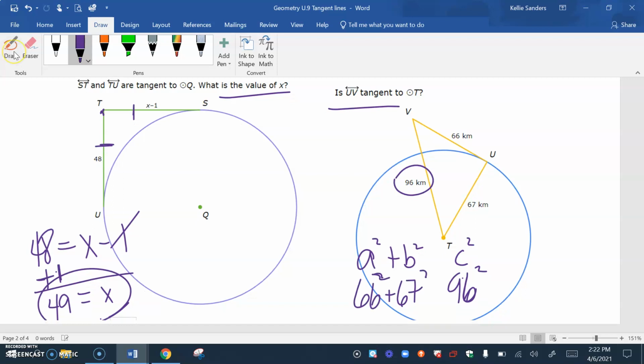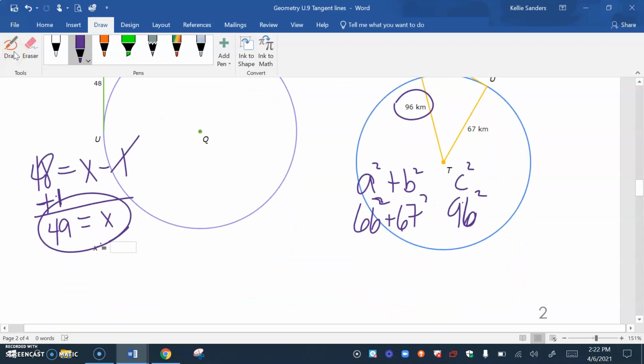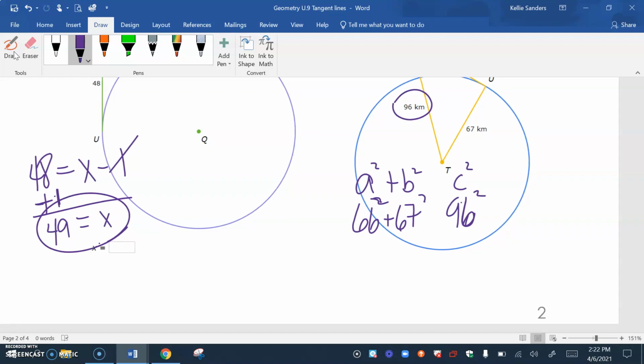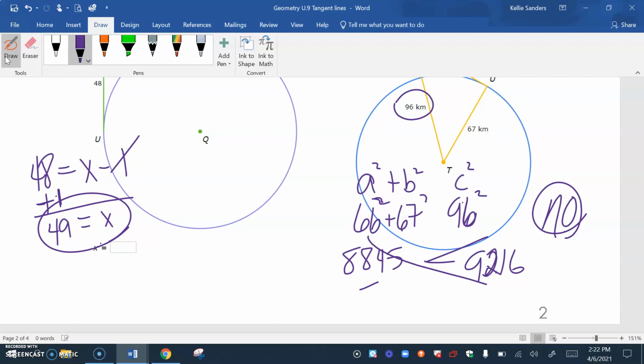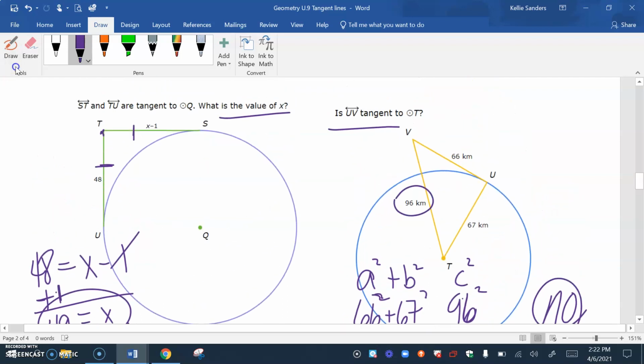So we're going to do that real quick. I'm going to grab a calculator and put in 66 squared plus 67 squared and get 8845. Then I'm going to take the 96 and I'm going to square it and I get 9215. Are these the same? No. So UV is not tangent to circle T.